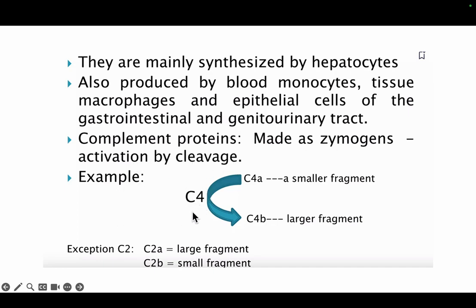Example, C4. Here you can see that C4a, which is a smaller fragment, gets cleaved, and the activated form is C4b, which is the larger fragment. The exception is C2. C2a is the larger fragment and C2b is the smaller fragment.